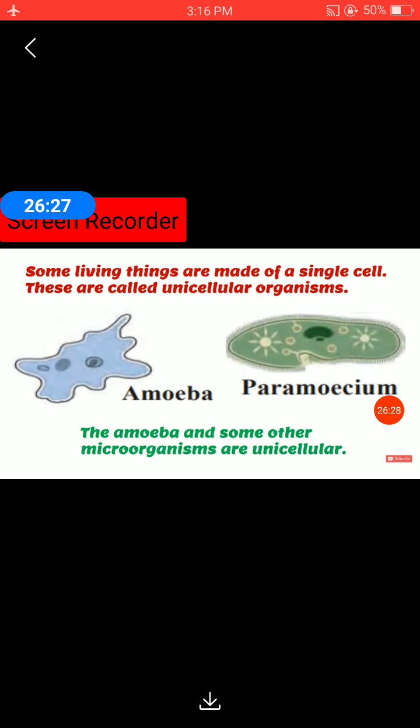Some living things are made up of a single cell only. These are called unicellular, which have only a single cell. Amoeba and other microorganisms are unicellular. Here you can see paramecium also. So these two are unicellular. They have only a single cell in their body.